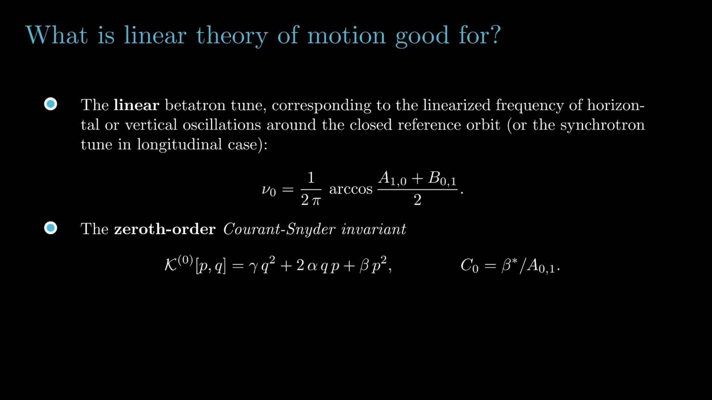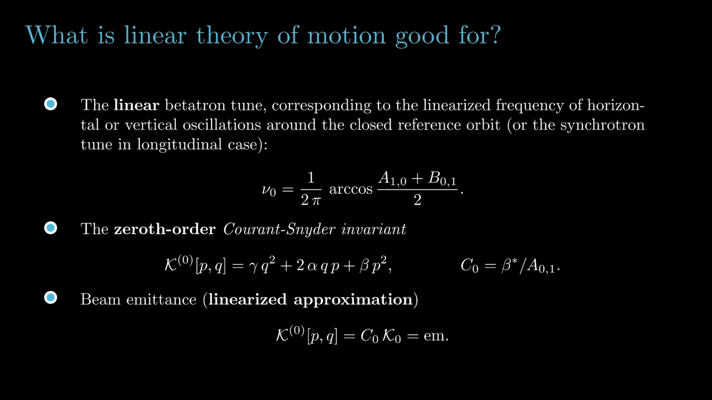This same invariant can also be obtained through the perturbative method introduced earlier by choosing C0 equal to beta star over A01, where beta star is the beta function at a reference point. Furthermore, this normalization of the invariant leads to a direct relationship with the beam emittance, which quantifies the phase space area occupied by the beam. Emittance is a key figure of merit in applications ranging from colliders, where it affects luminosity, to machines involving strong damping mechanisms such as the muon collider or facilities using electron or optical stochastic cooling.